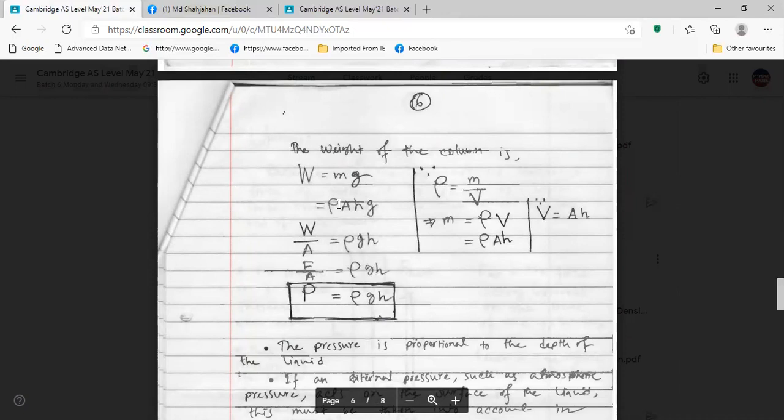W by A, we can rearrange this. That is coming F by A. Weight is one kind of force, so we can write F by A. So F by A is here P. P equals rho g h. So you understood how it comes? Yes sir, force by area is pressure.